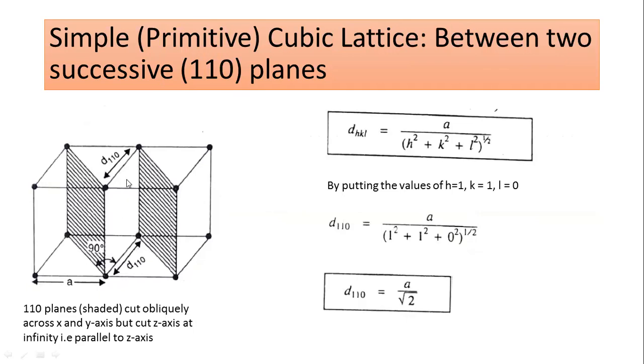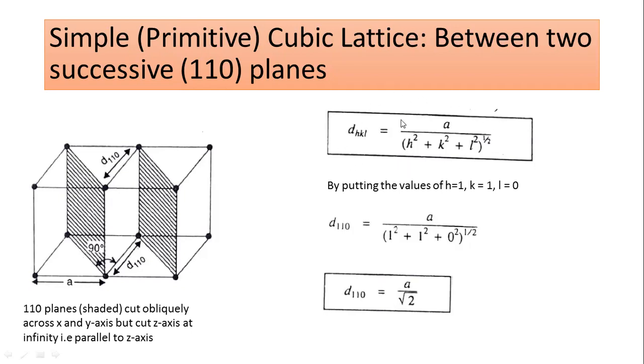So here 110 means, now the 110 plane which is shaded. This is one plane, and this is a similar plane to the other 110 plane. It will cut across the x-axis and the y-axis, because this plane is having the intercepts 1 and 1 along the x and y-axis, but it will cut at infinity at the z-axis because of having the value of 0. So this is the d110.